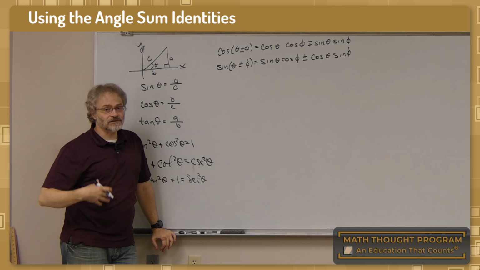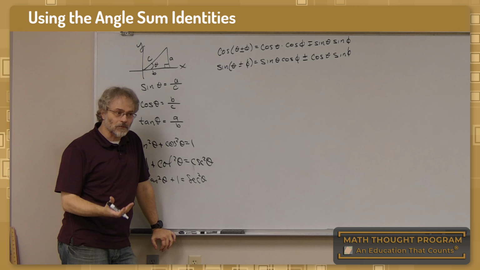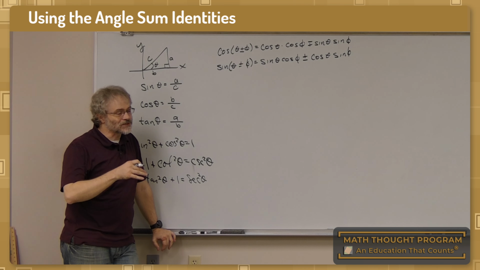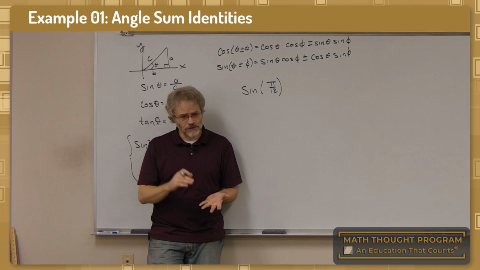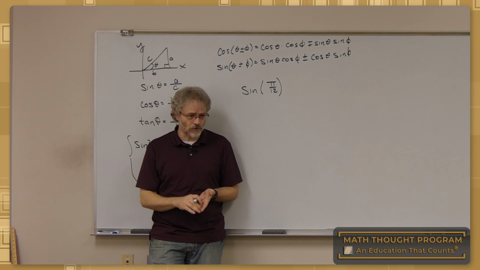Now, these identities are very, very useful, especially when I want to start finding values of angles that I'm not quite familiar with. Okay. Here's the problem. I only really know what happens at 30s and 60s and 45s, and it also happens on the axes. That's not what this is at all. So how am I going to figure something out?